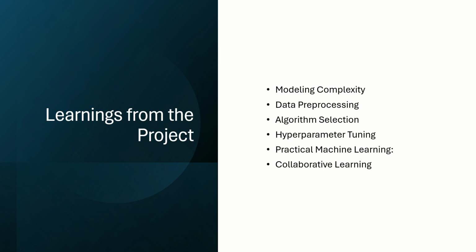Now I will talk about some learnings from the project. Like the modeling complexity. We learned that blood glucose levels are affected by diet, activity, and medications, requiring a complex model to predict accurately. Second, the data pre-processing. We understood the importance of pre-processing, such as handling missing data and normalizing the features, which are crucial for model performance. Also, we have seen which algorithm we have to select, linear regression or the random forest.